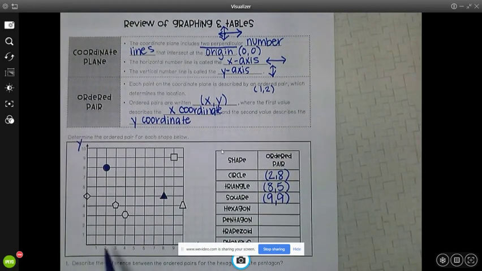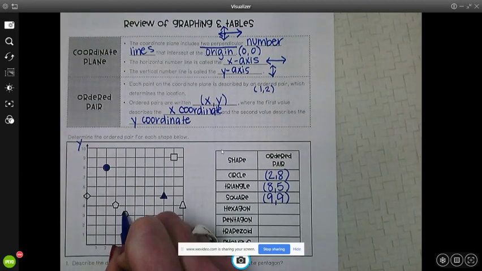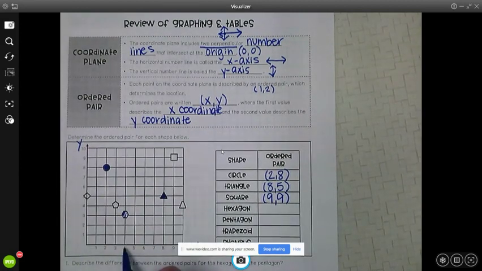And that is by following it over and up. So even though they're the same numbers, the answer can't just be 9. Make sure you're putting 9, 9. Okay, for the hexagon, that one is going to be right here. So we're going to follow over 4 and go up 3.